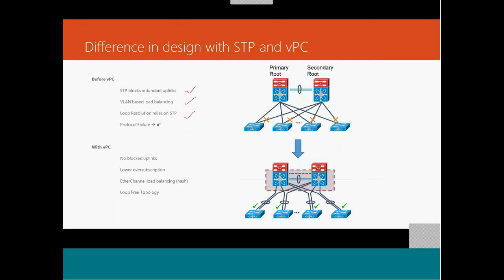With the vPC-based design, you don't need to worry about the uplinks or the blocked ports, because there are no blocked ports anymore. There's lower oversubscription because all the links are properly utilized, so not just one single link will get overutilized. The traffic can be distributed across multiple links. It's an EtherChannel load balancing mechanism, so a hash is calculated for each flow, and based on the hash, the traffic is forwarded across. And the best part is it's a loop-free topology. We'll understand the loop-free part much better when we see how forwarding works on vPC.